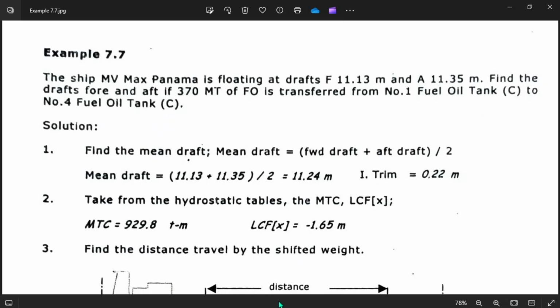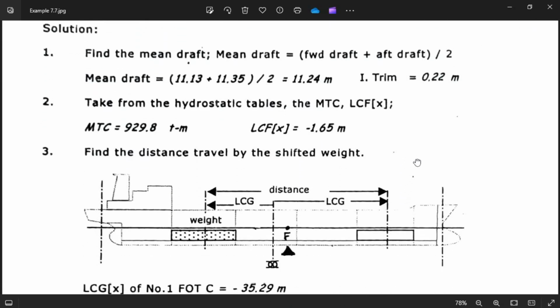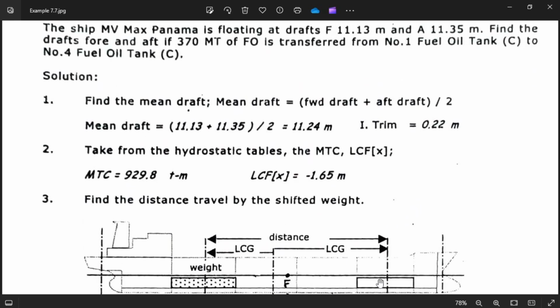So meaning from fuel tank number one center, shifted to fuel tank number four. Okay, from here you will shift it to fuel tank number four. The solution, okay: find the mean drop. Forward and aft, divide by 2. It should be the formula. So let's say 11.13 plus 11.35 divided by 2. This will be your mean drop, and your trim will be 0.22 meters.